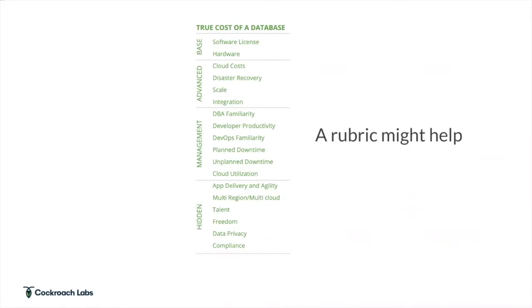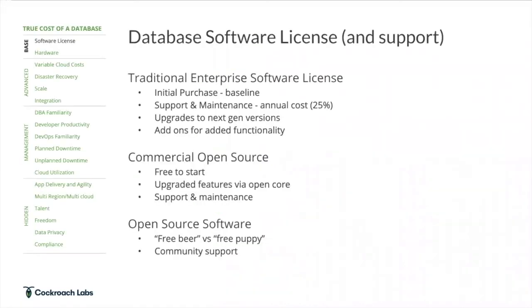And so I'm going to use this rubric to help us through this conversation. But let's start off with the database itself and the software license. Now, in a traditional setting, this enterprise software, gosh, as far as I've been in enterprise software, there was this initial purchase for hundreds of thousands of dollars. Your sales rep then makes you pay this 25% support and maintenance fee. And then often there's an upgrade from version 8 to version 8i or whatever it is, and you've got to go and pay for that. And then there's often add-ons for added functionality.